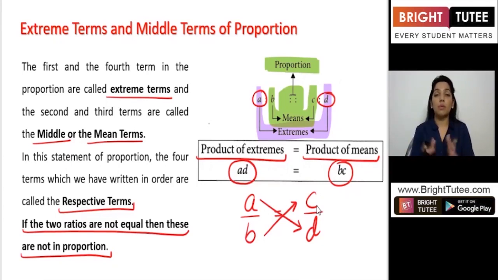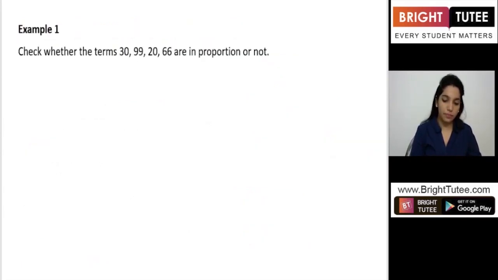What I want you to remember is, when two ratios are in proportion, then the product of extremes is equal to the product of means. I hope this is clear, and make sure that you remember which are the extreme terms and which are the middle terms. Now, let us move ahead.